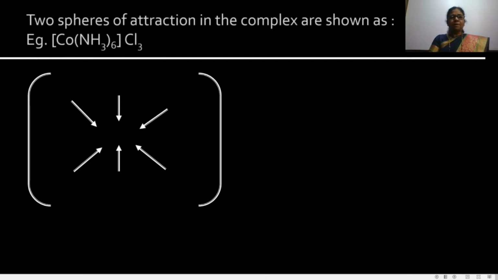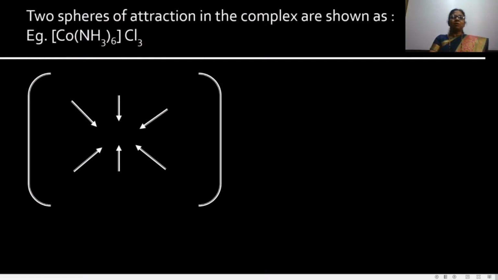Now see an example, [Co(NH3)6]Cl3. This is an example of a coordination complex. It has two spheres of attraction, that means a primary sphere and a secondary sphere. It is also called primary valency or secondary valency.